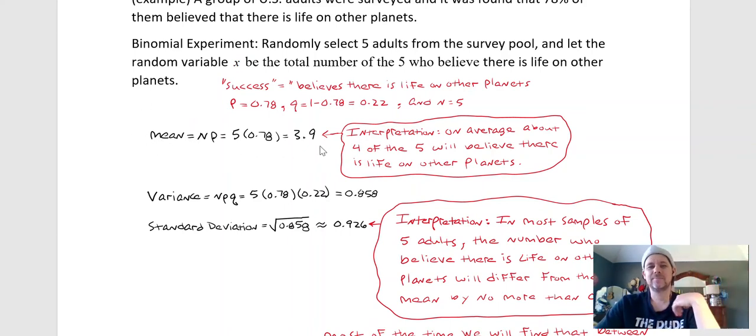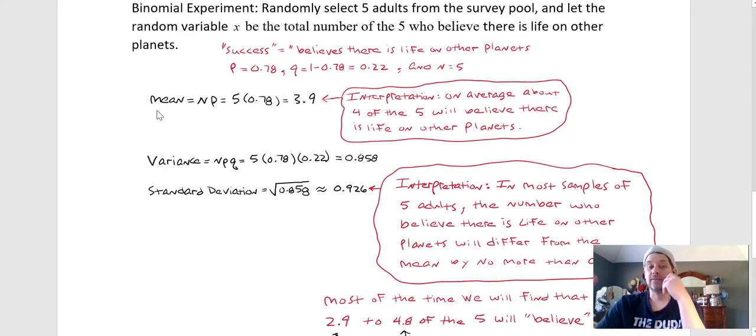Obviously it's not possible that you take 5 people and 3.9 of them believe that there's life on other planets. You could say 4 of them do though, all right? So that's why I'm going to give you the interpretation: about 4 out of the 5 will believe there's life on other planets on average. That's the prediction. Okay, that's how you calculate the mean, and that's the interpretation of the number.